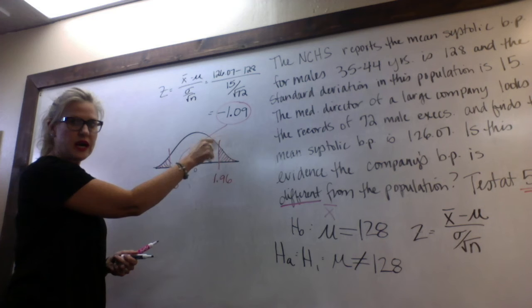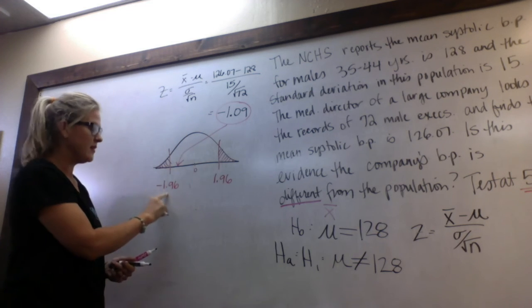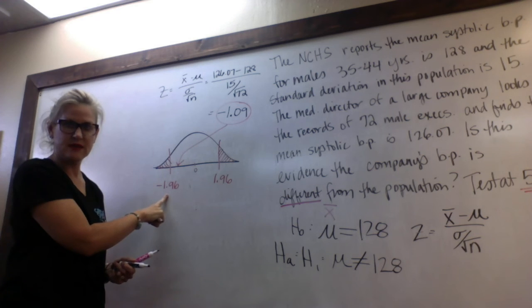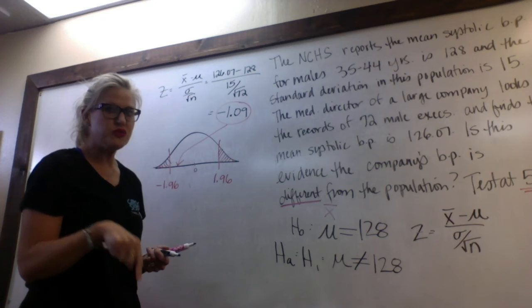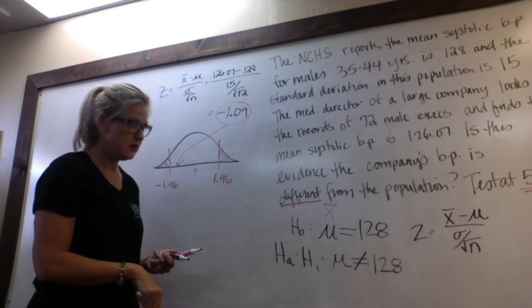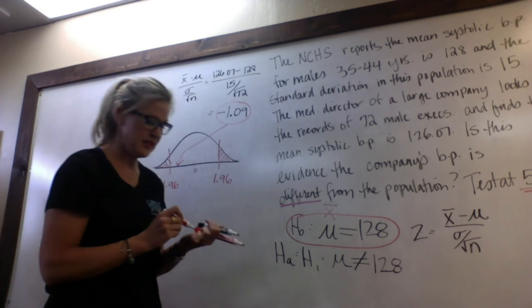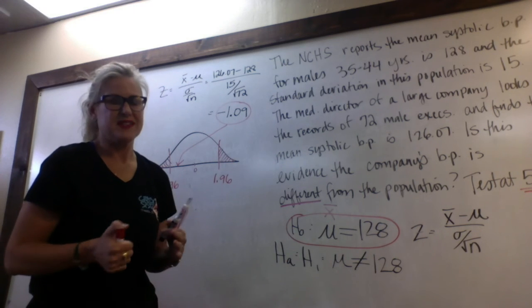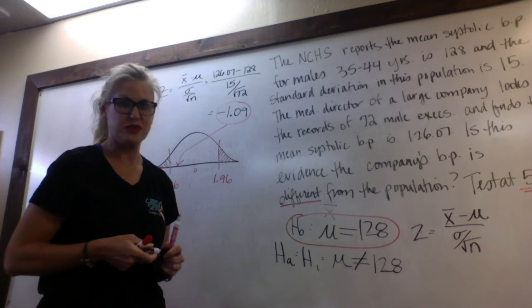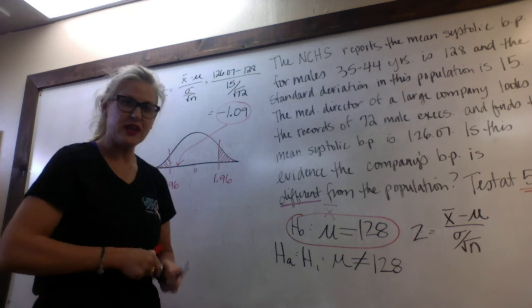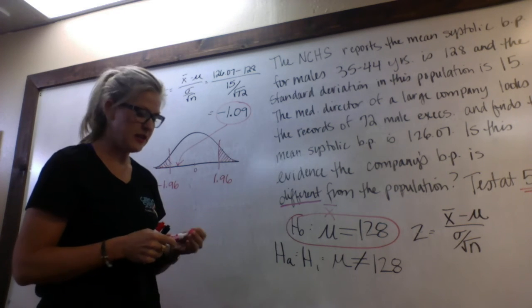Negative 1.09 is not farther to the left on the number line than negative 1.96. It doesn't make the cut. Therefore, I fail to reject the null, which means I'm kind of stuck with it. Some classes say retain. I was trained, you reject or you fail to reject. But if you want to think, okay, fail to reject means keep or retain, so I would retain the null.